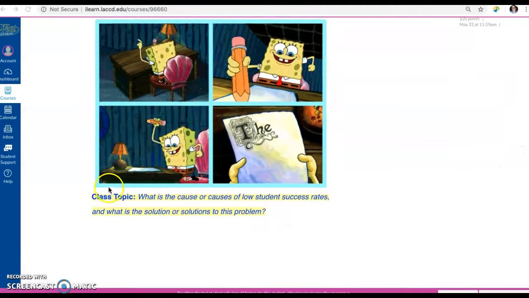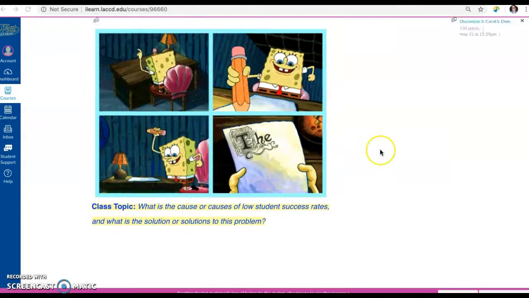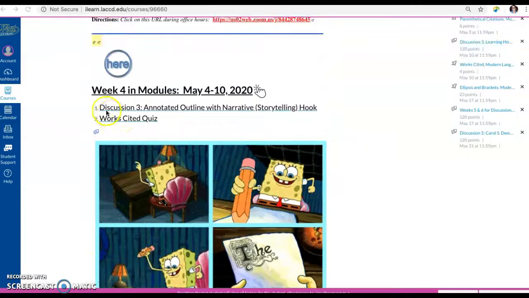All right, we have a reminder too of our class topic. What is the cause or causes of low student success rates, and what is the solution or solutions to this problem? We are scaffolding or building our term paper due at the end of the course about this class topic now, and anything we write in our discussion essays can be used in this term paper as long as we integrate it smoothly in with appropriate transitions.